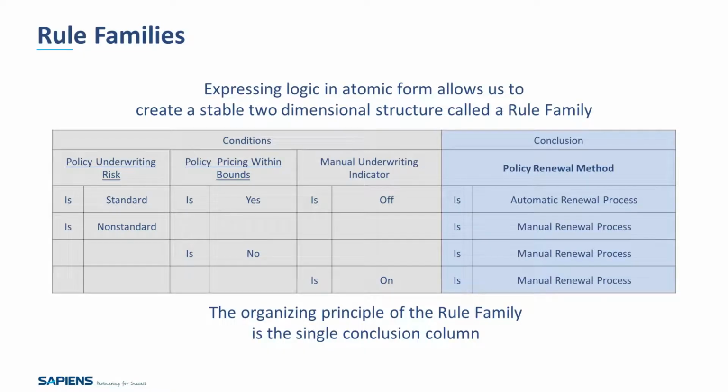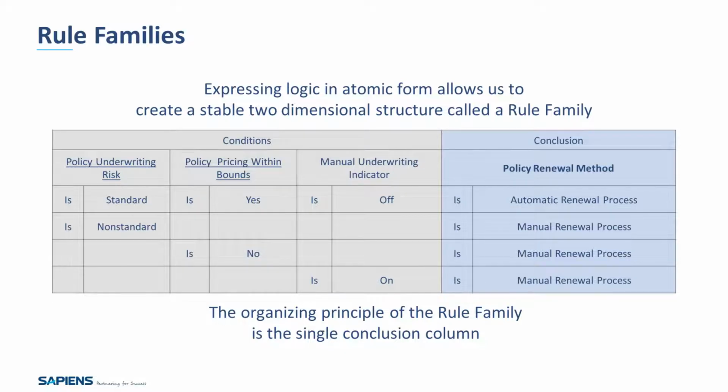Using the decision model, business logic statements are written as rows in a table. This table is called a rule family. A rule family is a two-dimensional structure that represents logic in its atomic form. This means that logic is written in an unambiguous way to maximize its reusability, while being as simple as possible without any information or meaning being lost.